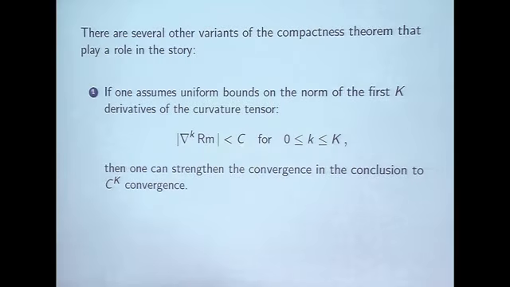Now there are other versions of the compactness theorem which show up. First of all, if you assume stronger bounds on the curvature, so if you assume that the kth covariant derivative of the curvature tensor is bounded by C in norm, where little k runs up to this number big K, then you can strengthen the convergence conclusion, saying that you have C^K convergence instead of just C^0 convergence.